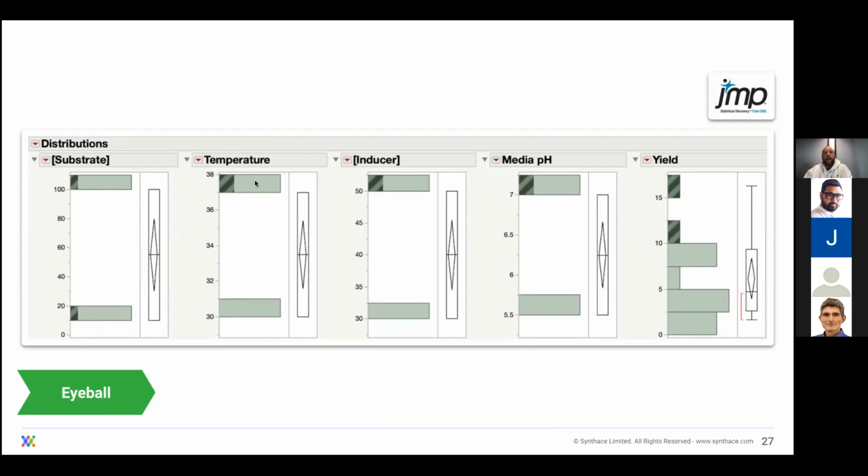Here I can see that high temperatures, high inducer concentration, and a media pH of 7 seem to be correlated with high yields. We can also select the low yielding runs of the experiment, and this seems to be correlated with lower temperatures and low inducer concentrations. Interrogate this information. Does it make sense?